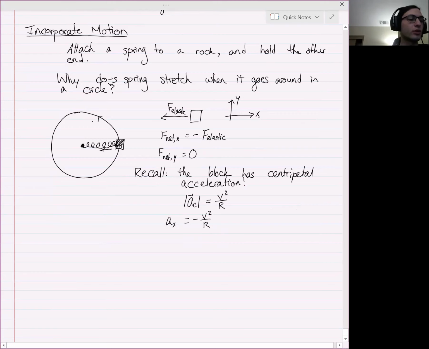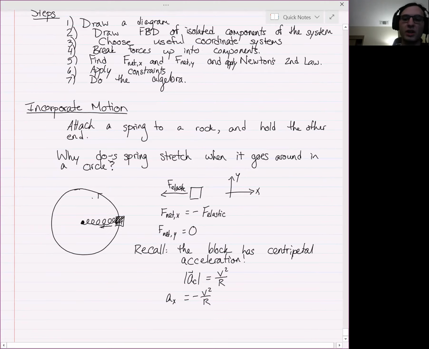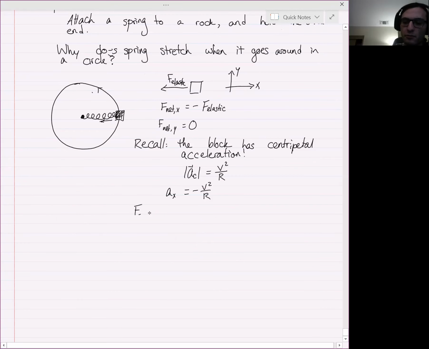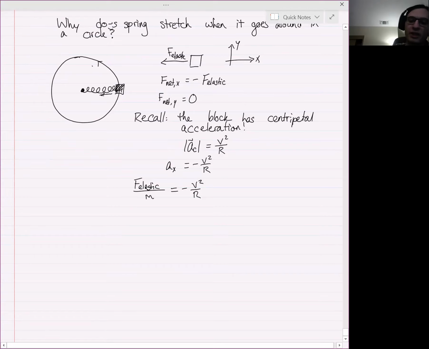And so now we can write Newton's laws out, right? Apply Newton's second law. So we have F elastic divided by the mass of the block, say m, equals negative v squared over r. And so what do we find? We find that if v is not equal to 0, meaning if the object is moving at all, that means that the elastic force isn't 0.